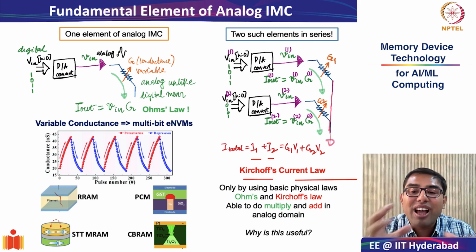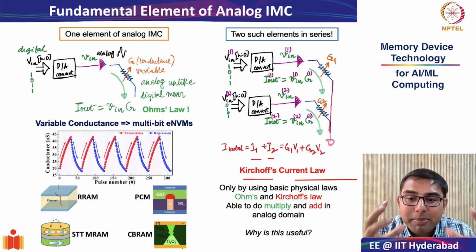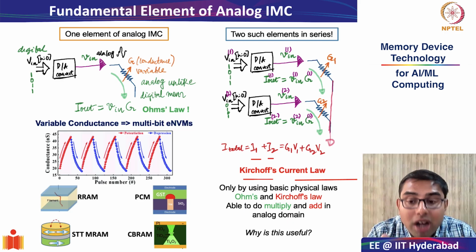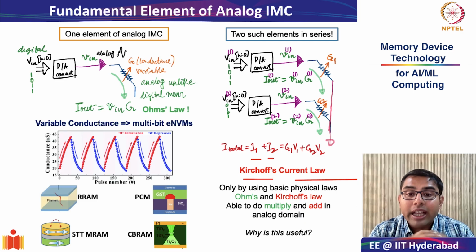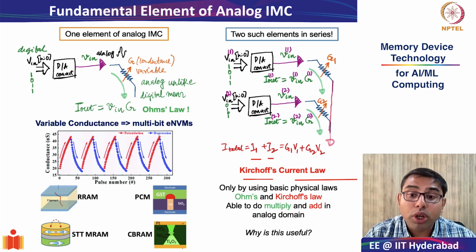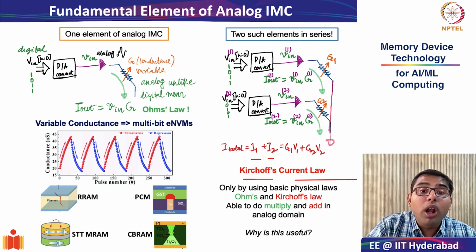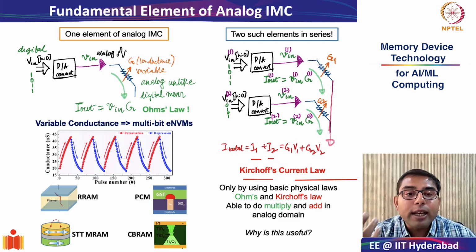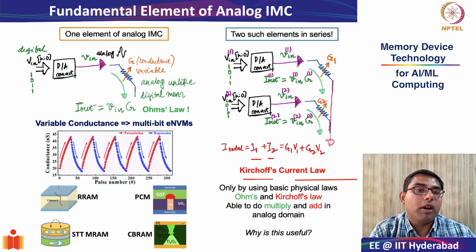So the key takeaway from this particular demonstration is that analog in-memory computing does not compute using logic gates. Instead, it computes by exploiting device physics, which is the multiple conductance states of NVMs, and simple Kirchhoff's law and Ohm's law. And with these basic physical laws of nature, you are able to perform a multiply and accumulate operation.